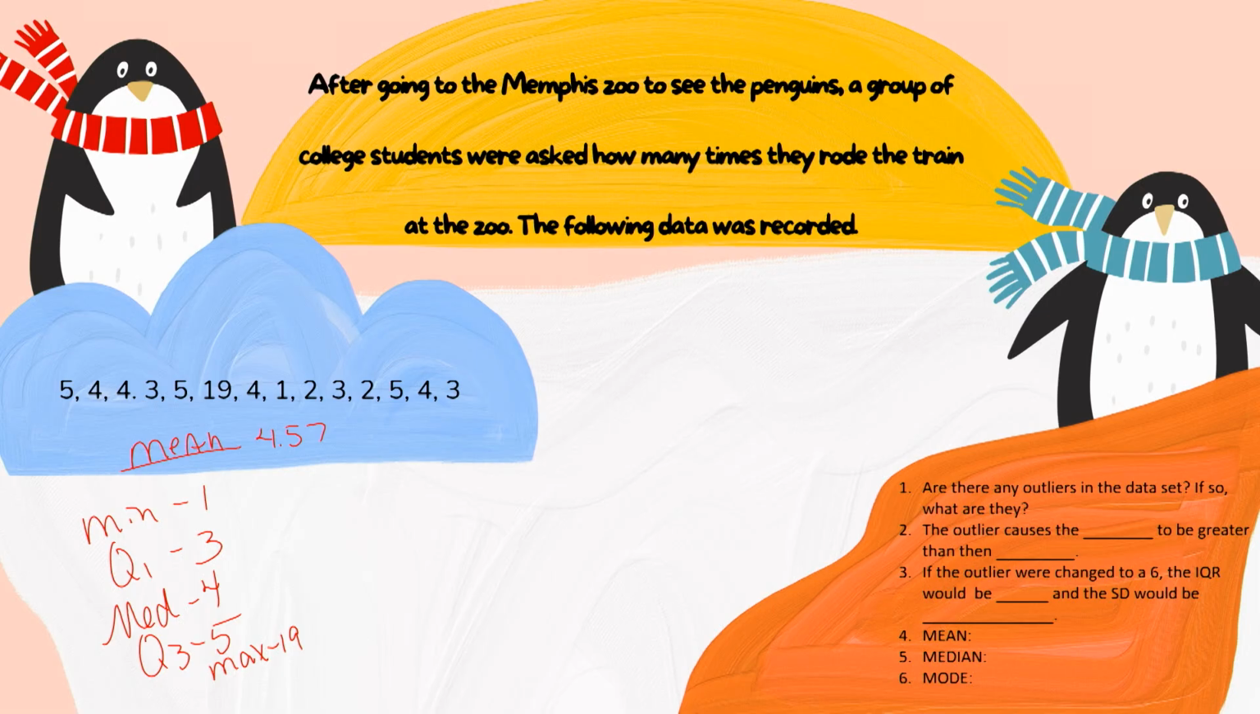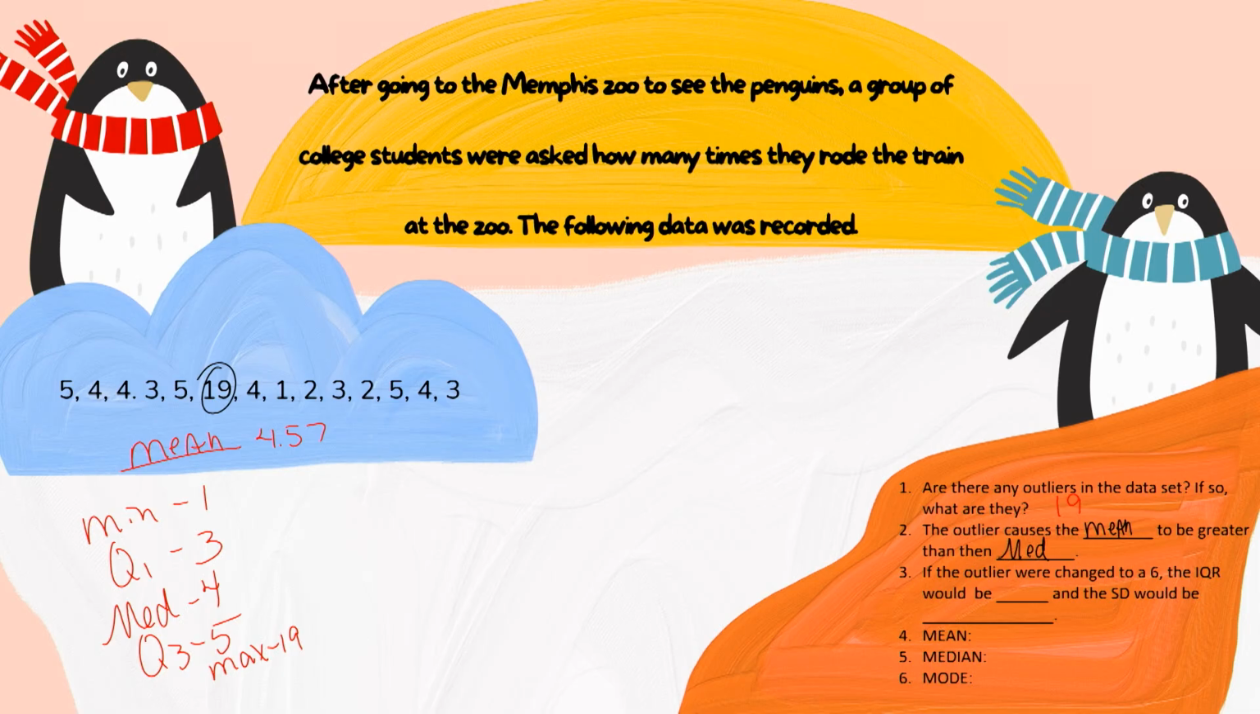So then it says, are there any outliers of this data? If so, what are they? Yes, 19 is definitely an outlier. Are you sure, Miss Killen? Well, let's see. Everything else is a single digit, and then we shoot up to 19. So yeah, I'm pretty sure that's going to be our outlier. All right, then it says the outlier causes the blank to get greater than the blank. All right, so it causes the mean to get greater than the median. In this instance, my mean is greater than our median, and we see that.